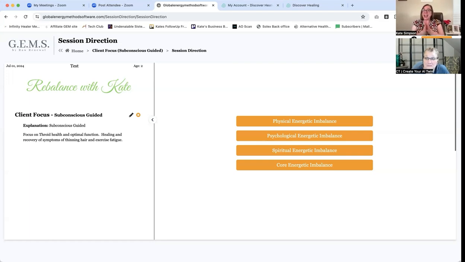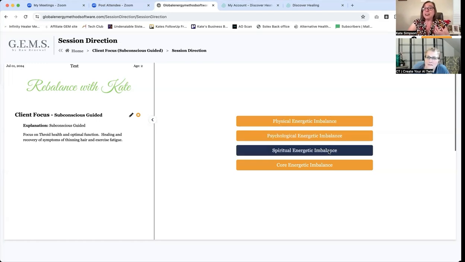So we're going to ask CT's body with this software, with the global energy method, where the most important and impactful imbalance is that we need to release or align or fix that is causing these symptoms of thinning hair or exercise fatigue. Okay. So let's see, is this part of the physical system, the psychological, the spiritual, energetic imbalance?